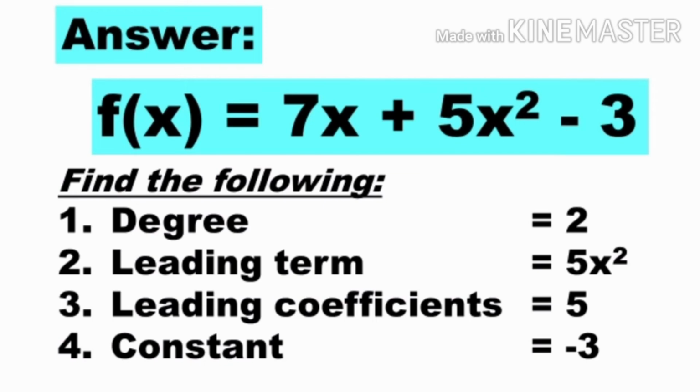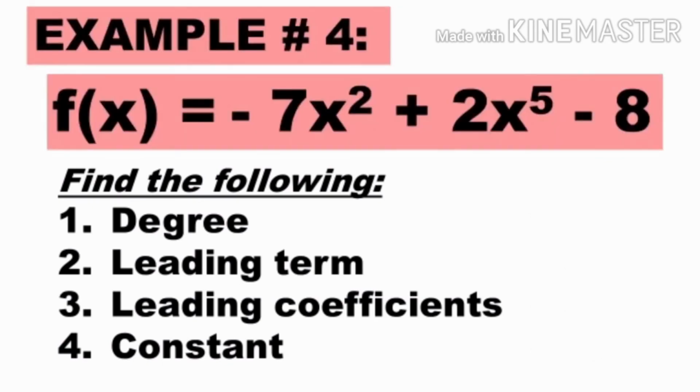And ang leading term, ito yung may pinakamataas na exponent. Yung term na may pinakamataas na exponent, which is 5x squared. And then, the leading coefficient, ito yung coefficient ng pinakamataas na exponent na term, which is 5. And then, constant is, ito yung walang kasamang variable, which is negative 3.